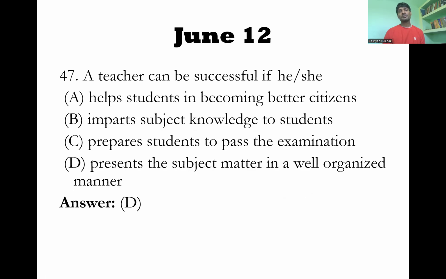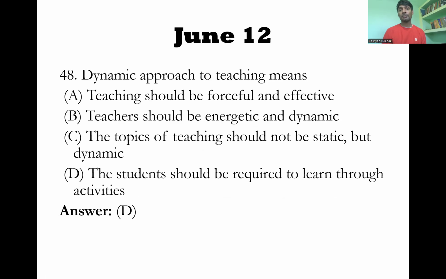defined. A teacher can be successful if she helps students in becoming better students, imparts subject knowledge to students, prepares students to pass the examination, prepares the subject matter in a well organized way. The main aim of a teacher is to teach, so the subject should be well organized. Dynamic approach to teaching means teaching should be forceful and effective, not that teachers should be energetic and dynamic, though they should be, but old people can also do both. The topic of teaching should not be static but dynamic. Yeah, it can be that the students should be required to learn through activity. Yeah, that is most important.